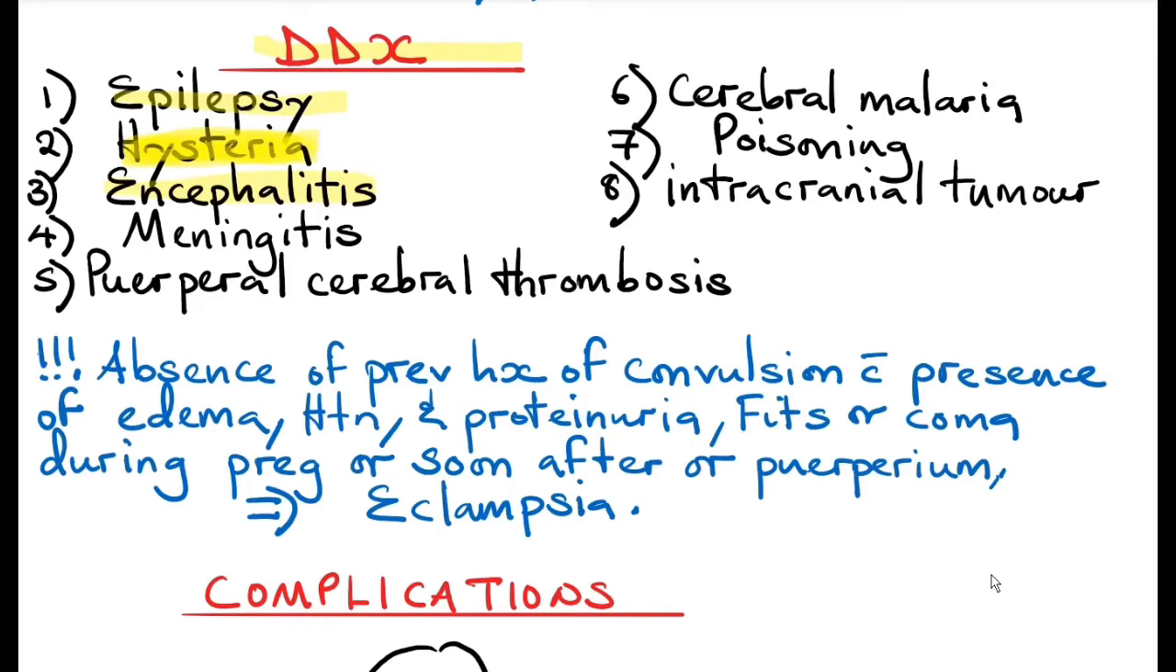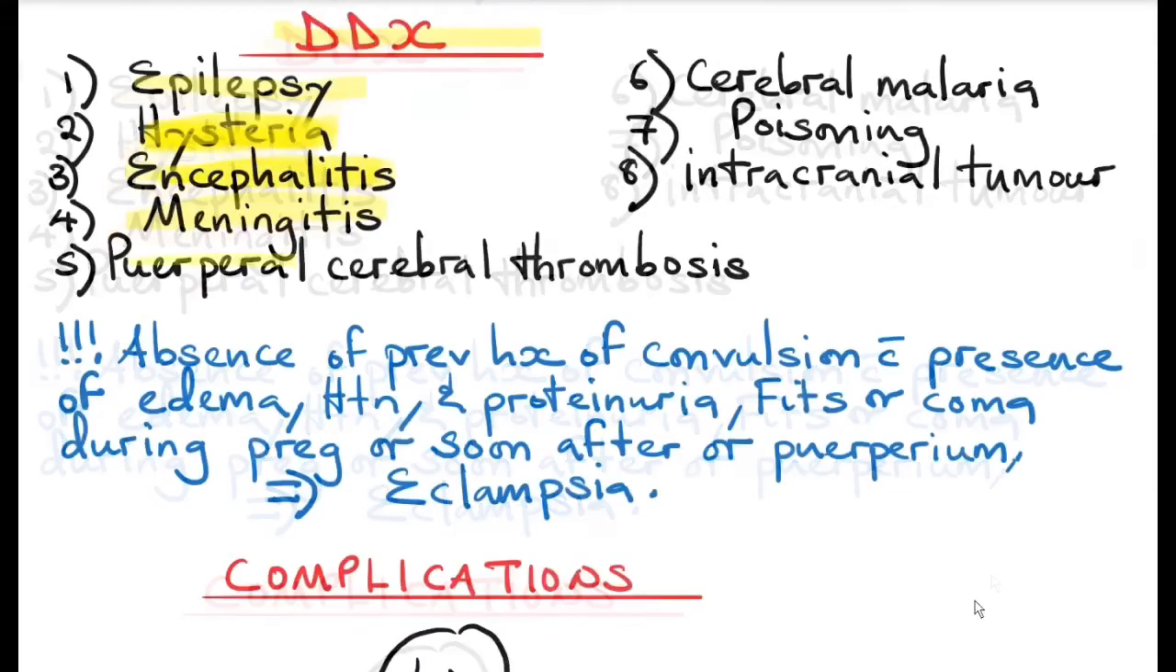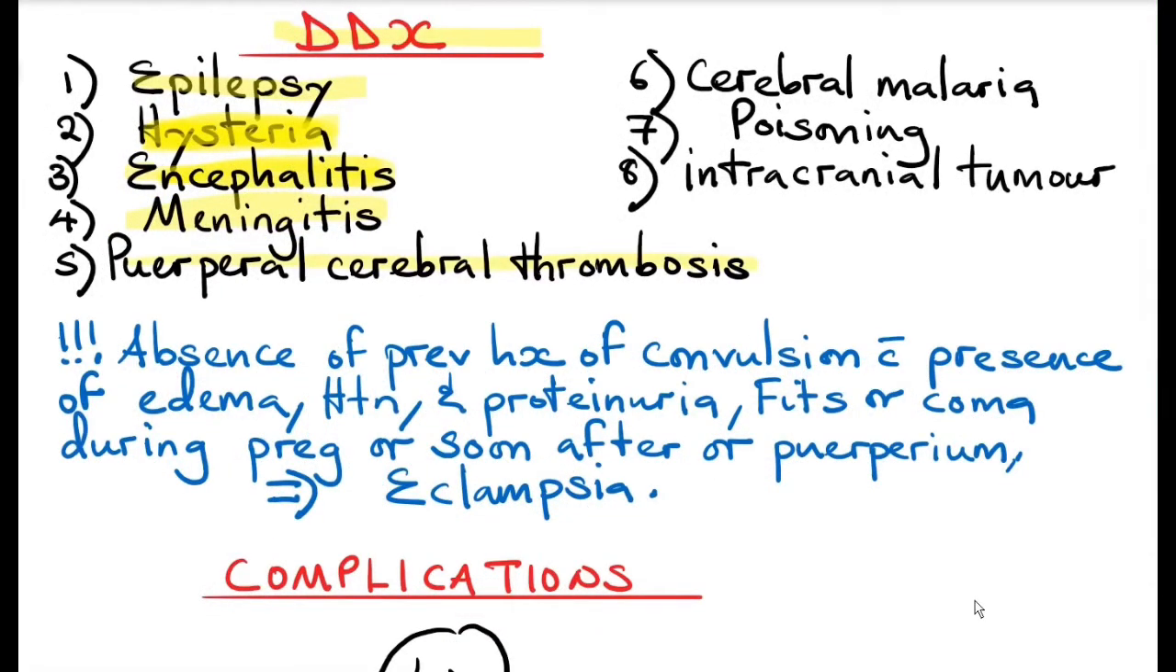This is inflammation of the brain, could be a viral, fungal, or bacterial cause, meningitis, or puerperal cerebral thrombosis. Now, remember, pregnancy increases the risk of thrombosis at least 3 to 4 times than an average person. Remember, pregnancy is a hypercoagulable state. This is because there are increased levels of fibrinogen, thrombin, and clotting factors in pregnancy.